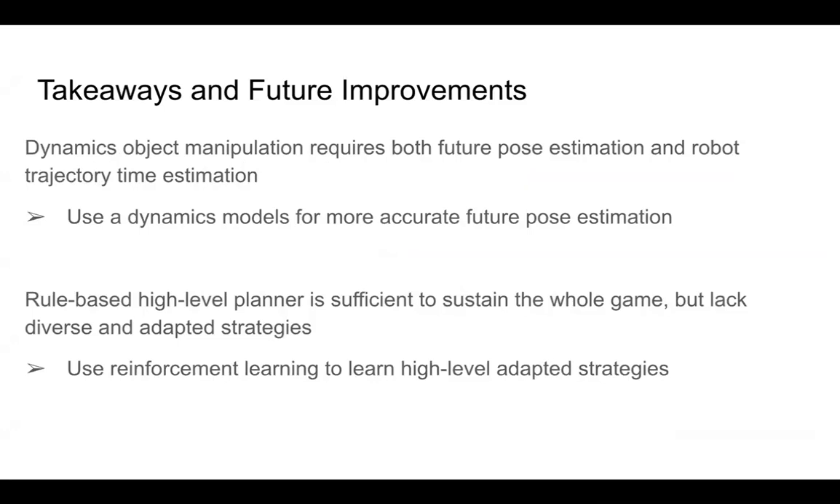During the project, we had several takeaways and also future improvements. We found that dynamic object manipulation requires both future puck estimation and robot trajectory time estimation. For future improvement, we can use dynamic models for more accurate future puck estimation. Also, our high-level planner uses a rule-based approach, which is sufficient to sustain the whole game but lacks diverse and adaptive strategies. In future work, we can use reinforcement learning to learn adaptive high-level strategies.